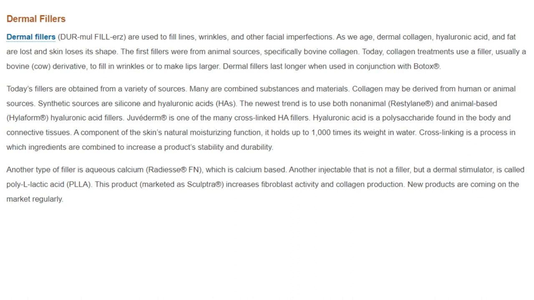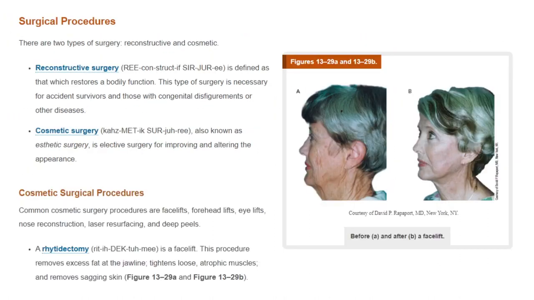Hyaluronic acid is a polysaccharide found in the body and connective tissues. A component of the skin's natural moisturizing function, it holds up to 1,000 times its weight in water. Cross-linking is a process in which ingredients are combined to increase a product's stability and durability. Another type of filler is aqueous calcium, which is calcium-based. Another injectable that is not a filler, but a dermal stimulator, is called poly-L-lactic acid, PLLA. This product increases fibroblast activity and collagen production. New products are coming on the market regularly.